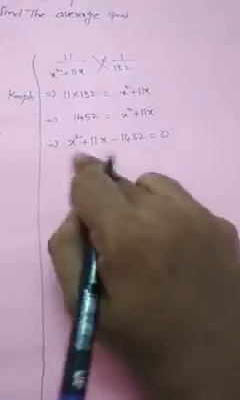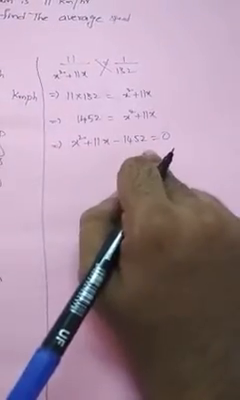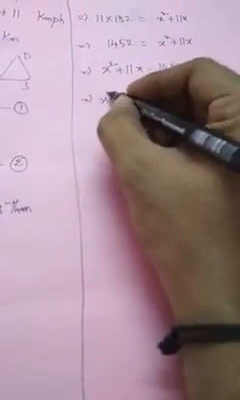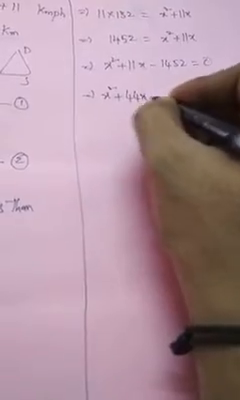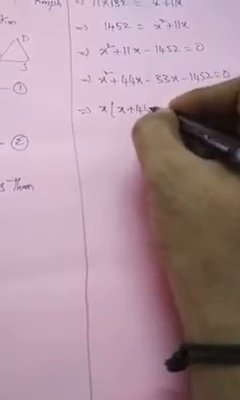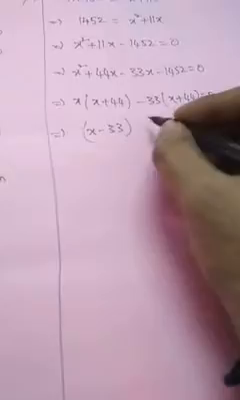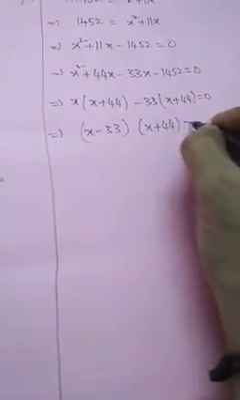So here you can do in any method. You can do in factorization method, or you can do in the V form, or in the quadratic formula method. Then our equation will be x square plus 44x minus 33x minus 1452 is equal to 0. So what is common here? x. If you take common, you will get x plus 44. What is common here is minus 33. It will be x plus 44 equal to 0. So the common term is x minus 33 into x plus 44 equal to 0.